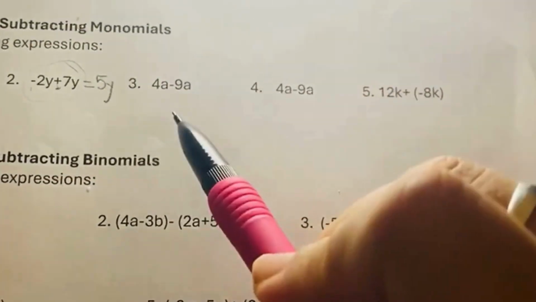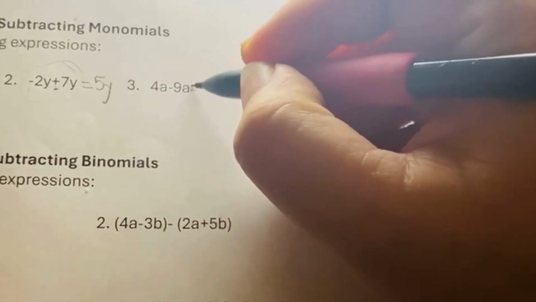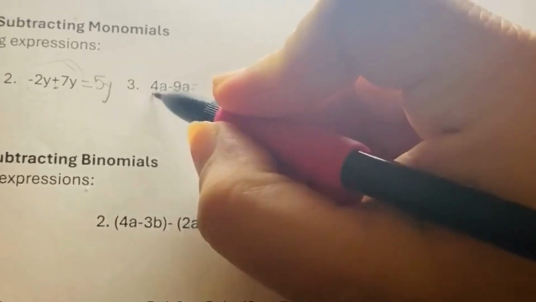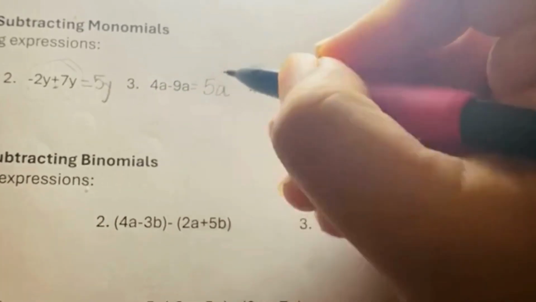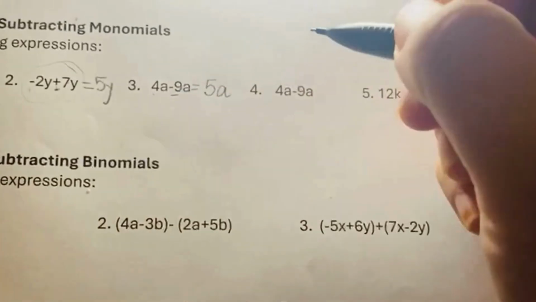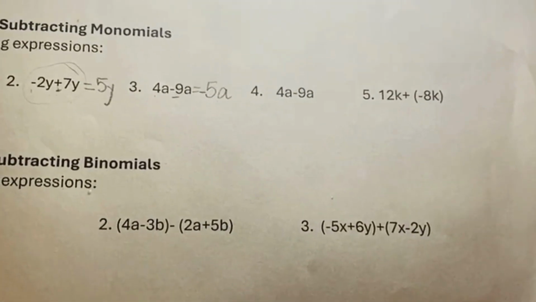Number 3 is 4a minus 9a. Again, applying the same integer rule. Addition and subtraction, we have to subtract. So 9 minus 4 is 5a. But this time our negative number is bigger. So we're going to add a negative. So the answer is minus 5a.